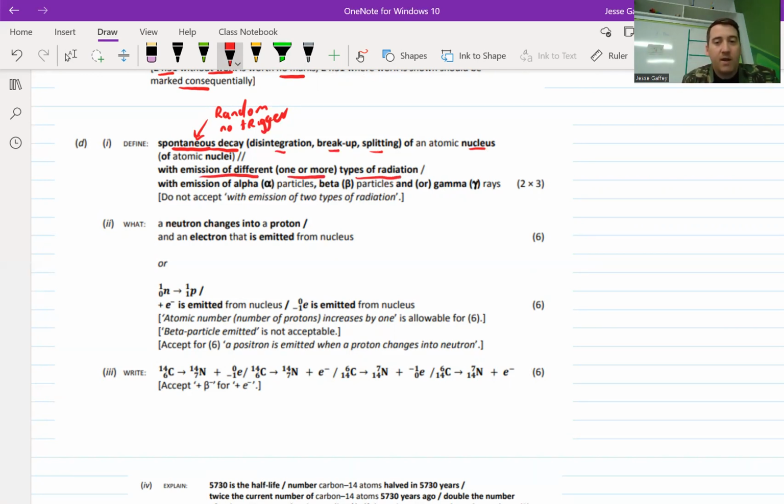Or another possible answer here, if you didn't say anything from this line, you could have also said something from this line with the emission of alpha, beta, or gamma rays. So anything like that. You had to have something from the first line. You had to have one section from here, and then you had to have one of the following. This one or this one here.